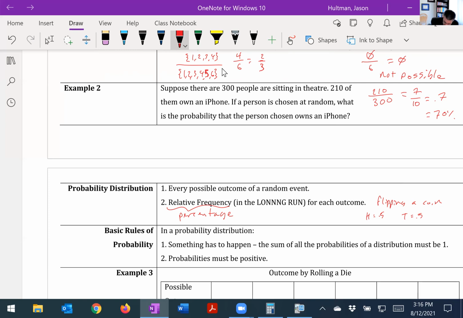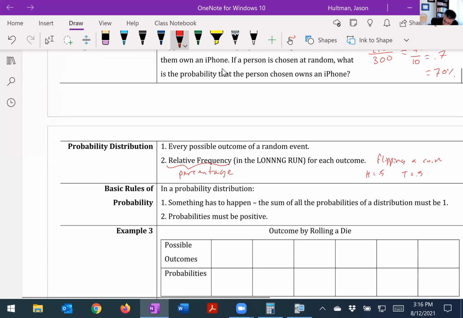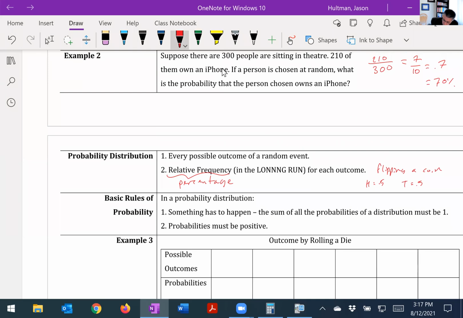Okay, basic rules of probability. In any probability distribution, something has to happen. The sum of all the probabilities of the distribution must be equal to 1. So all the possibilities must add up to 1. The probabilities must be positive.